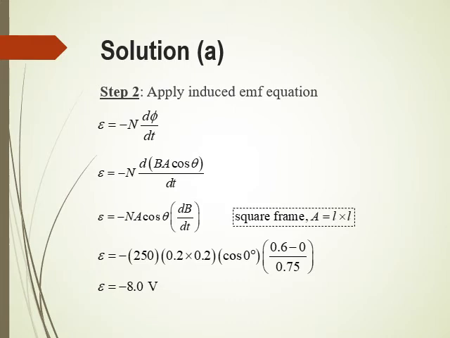But remember, the question is asking for the magnitude only. In this answer, the negative sign has nothing to do with the magnitude. It just simply represents the direction. It shows you that this induced EMF is always opposed to the change that you make onto the coil. Therefore, the final answer for this question should be that the magnitude of induced EMF is 8 volt, without the negative sign.